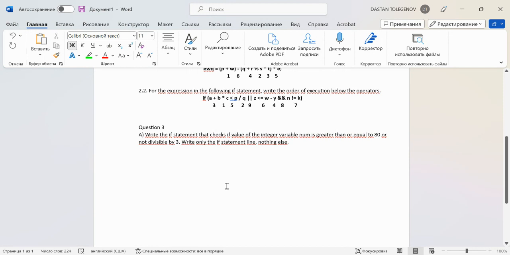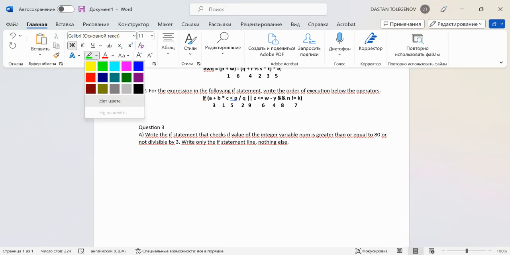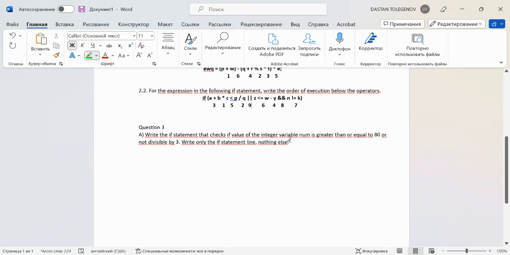So question 3. Write the if statement that checks if the value of an integer variable num is greater than or equal to 80 or not divisible by 3. Write only the if statement line, nothing else. So the most important words in here are: integer variable num, greater than or equal to, or not divisible by 3. And the word or, which is going to be our operator.